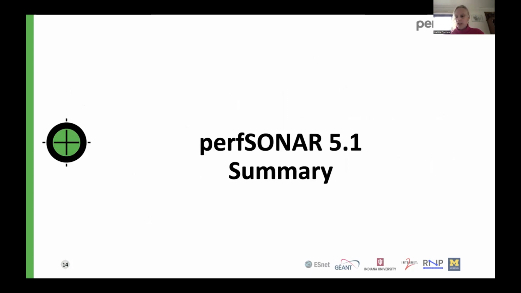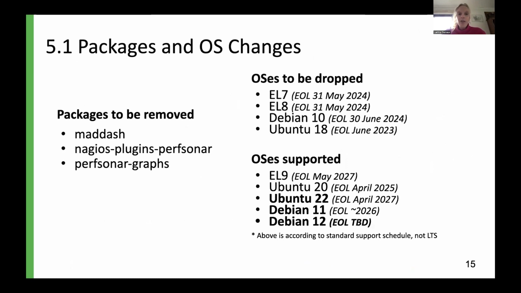So in summary, because I think I'm getting close to the allocated time, here is what you can expect in 5.1. A few packages will be removed because they are replaced by the Grafana user interface. So you will not have MatDash anymore and the perfSONAR graphs. We will change, but instead you will have Grafana and all its dashboards. We will also change the OS that perfSONAR runs on, and use more up-to-date operating systems than the ones actually supported by perfSONAR 5.0. So you can expect to have EL9. We're doing our build on Alma 9 actually, but also Ubuntu 22, Debian 11, and Debian 12 will be supported by perfSONAR 5.1.